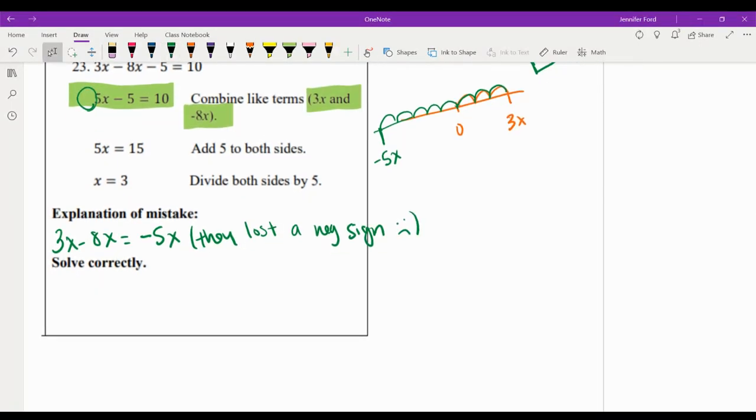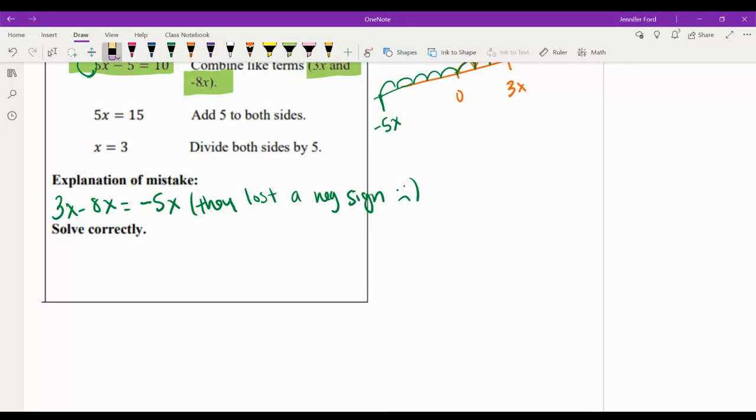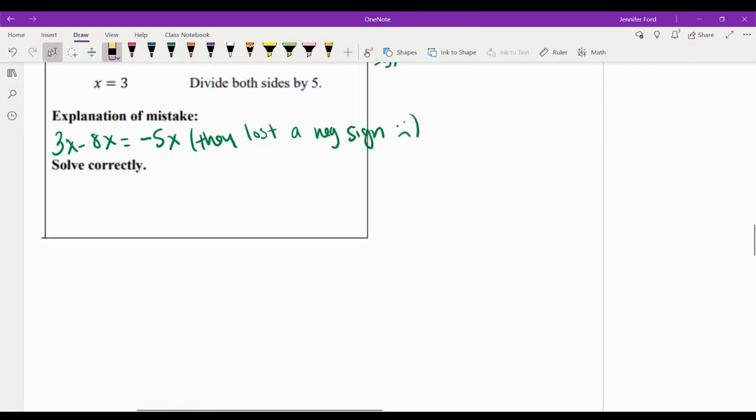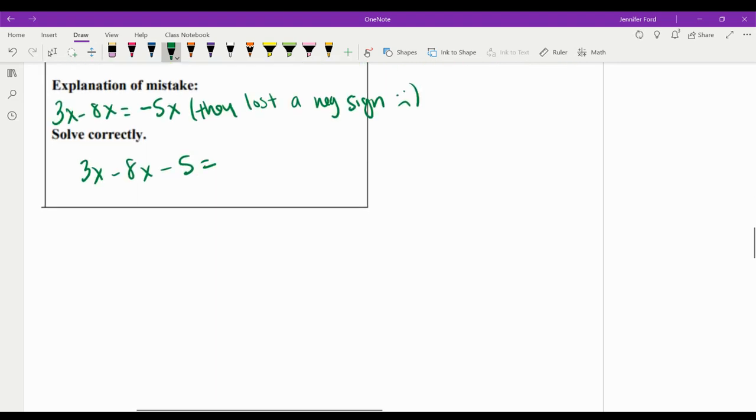Okay, so this should be, solve it correctly. I'm going to do it over here. Oh, I'm not actually. I got lots of space. What am I talking about? Solve it correctly. 3x minus 8x minus 5 equals, I forgot, 10. Equals 10. All right. 3x minus 8x is negative 5x minus 5 equals 10.